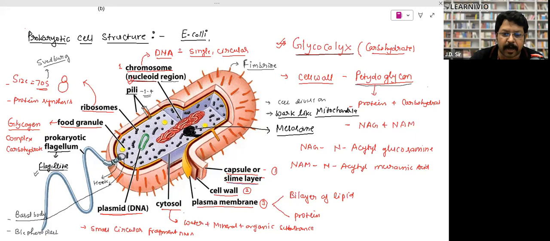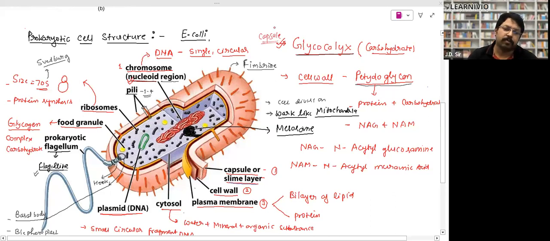The capsule or slime layer is made up of a kind of sugar. And what is the name of that sugar? The name of that sugar is glycocalyx, right? And glycocalyx is a type of carbohydrate or sugar. Remember, guys, the capsule is made up of glycocalyx, right? Bacteria may or may not have a capsule. There is a fair chance that it has one, but it may not. If it has the capsule, it will be tough to kill the bacteria, but if not, then it will be easy.